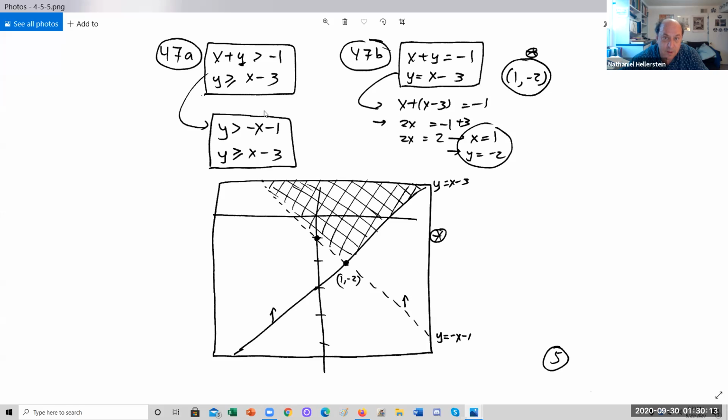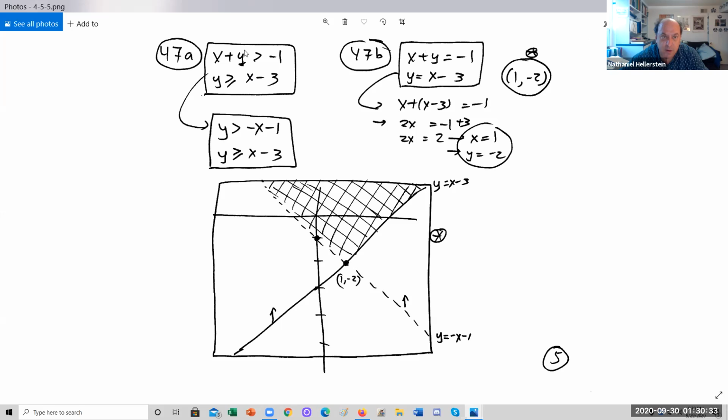All right, now here's a similar one. Here they have a system of inequalities. Here they have the related system of equalities. Okay, x plus y equals -1, and y equals x minus 3. After you substitute and solve, you get the point 1, -2 here.